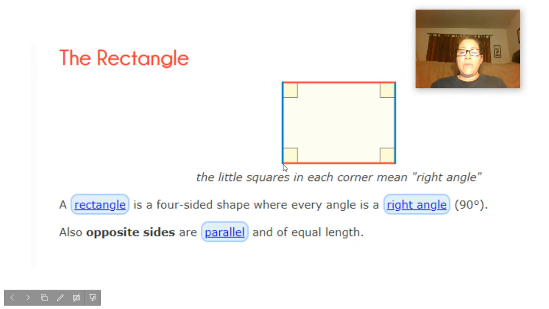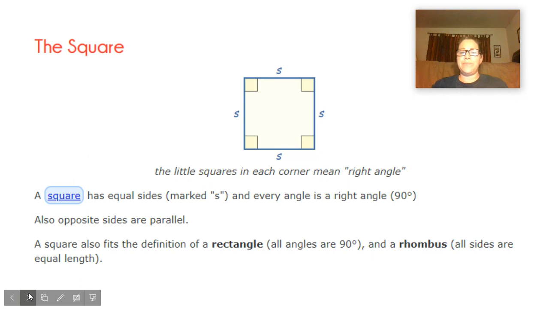A right angle, remember, looks like this, just like the seat and the back of your chair. Also, the opposite sides on a rectangle are the same length and they're parallel. That means if the lines were to keep running side by side, they would never touch. So these red lines are the same length. They're equal lengths and they run parallel, and the blue lines are the same length as each other and they also run parallel. So the next one we are going to take a look at is the square.